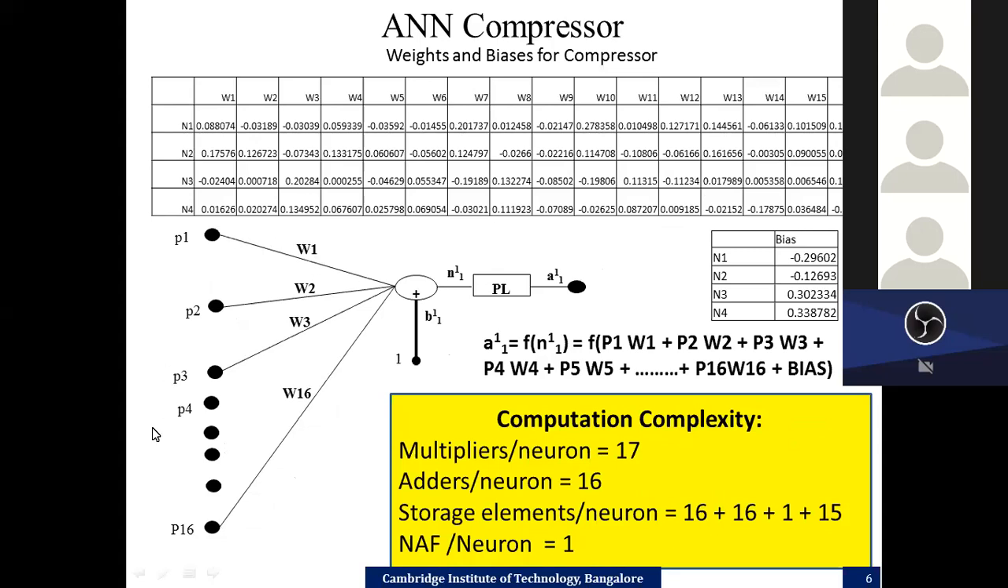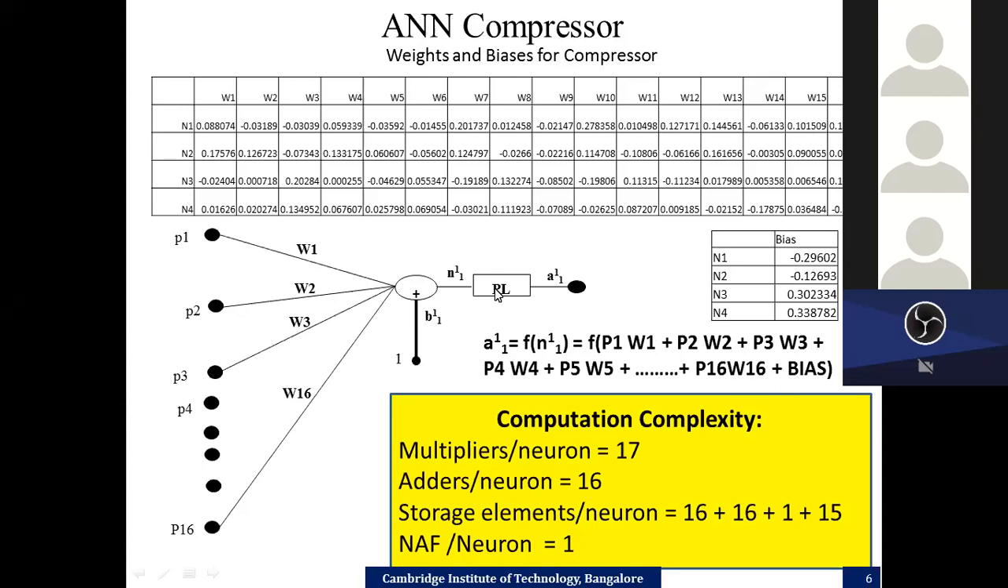Now you see here, there is a single neuron. For this single neuron, the weights W1 to W16, I take from the first row. Similarly, the bias element for the first neuron is minus 0.29602, which is obtained from my MATLAB environment. To compute this single neuron output, we perform the operation A1 equals F of N1, where N1 is the multiplication of all these weights and the pixels or inputs, along with the bias.